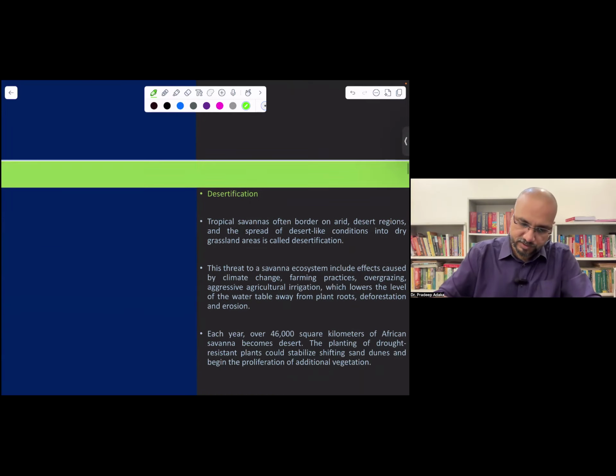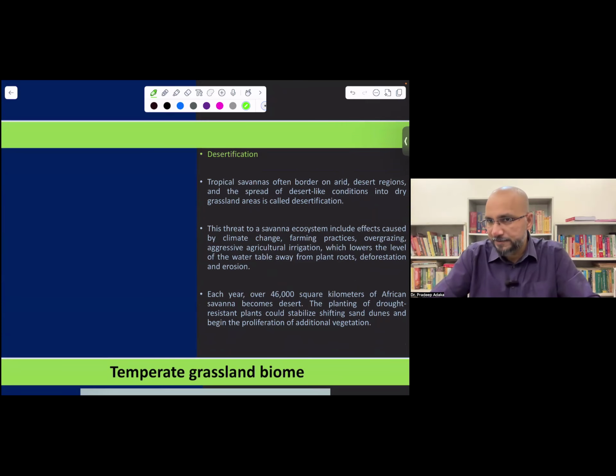Then desertification. Savanna or grassland is a biome between two biomes, that is, forest and desert. So desertification is again a problem. In the Sahel region, there is desertification from the Sahara. Sand dunes move towards the Sahel region. To protect from desertification, the Great Green Wall initiative is being taken up in Africa.